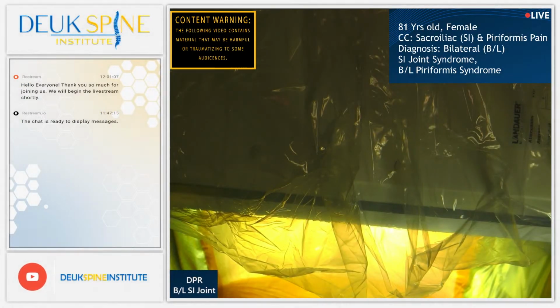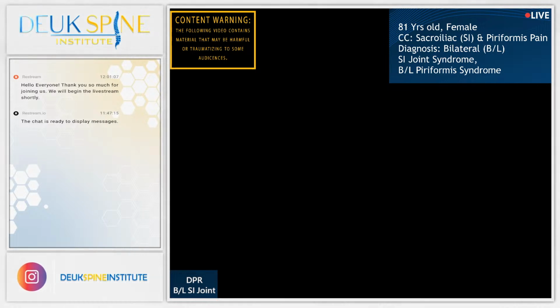We are streaming live spine surgery from Deuk Spine Institute's operating rooms. Our patient comes to us after having a fusion at L5S1. You'll be able to see the metal plate. We did not do the fusion, it was done elsewhere. She has horrible back pain in her back and down into her legs.